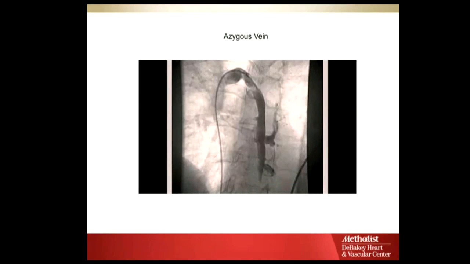You see when the cava's occluded and there are collaterals coming up, shunting the blood from the belly up through the mediastinum into the chest. So whenever you see patients with varicosities, I'll just tell you an interesting story.